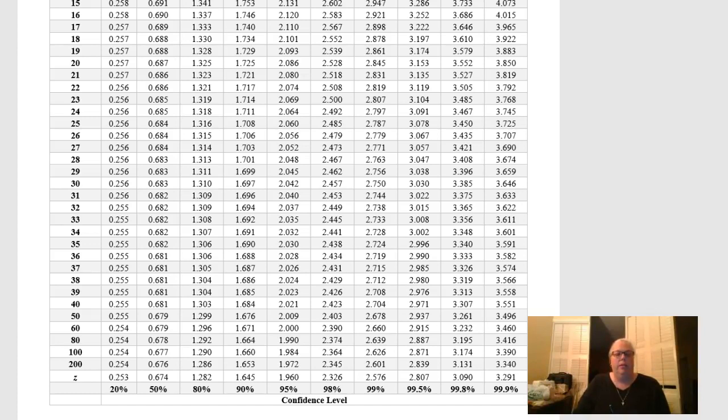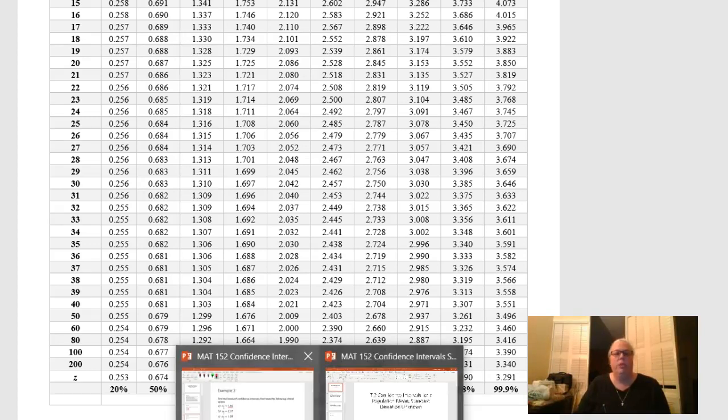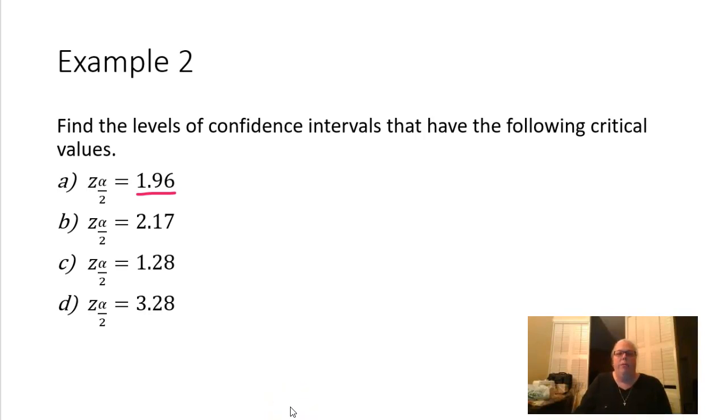So we're down here on the Z line. We're looking for 1.96. There's 1.645. There we go, 1.96, and the percent value that goes with that right here is 95%. So if my critical value is 1.96, then I am using a 95% confidence level.